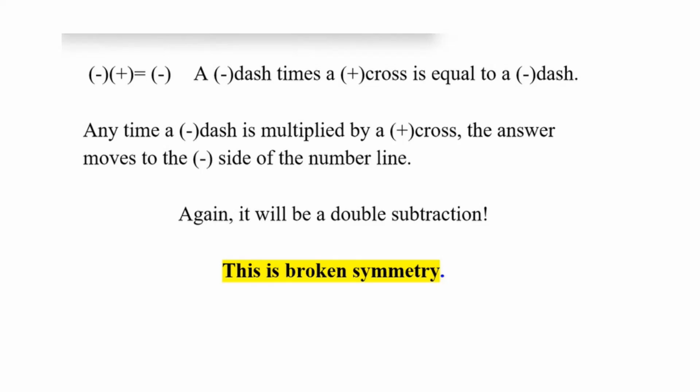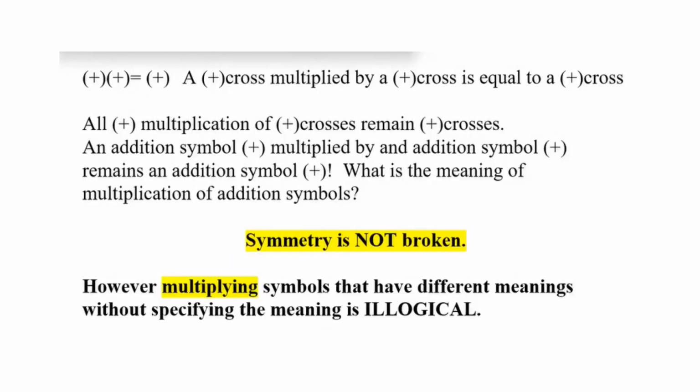This is broken symmetry. A cross multiplied by a cross is equal to a cross. All cross multiplications of crosses remain crosses. An addition symbol multiplied by an addition symbol remains an addition symbol. What is the meaning of multiplication of addition symbols? Symmetry is not broken. However, multiplying symbols that have different meanings without specifying the meaning is illogical.